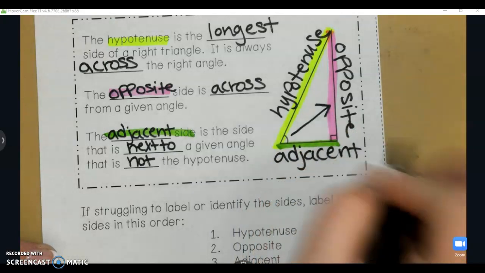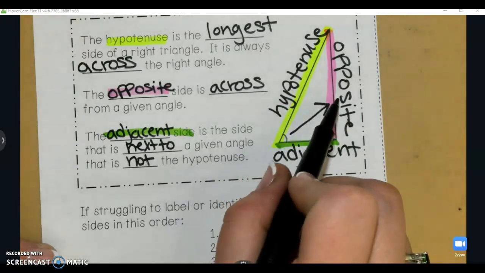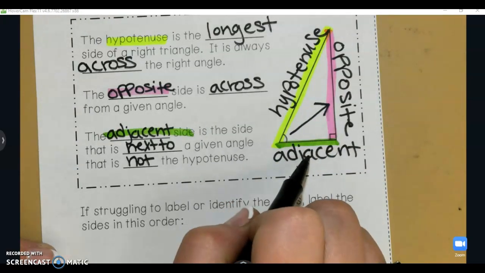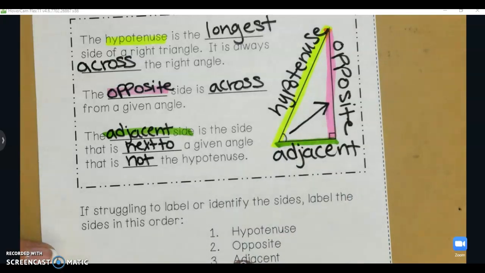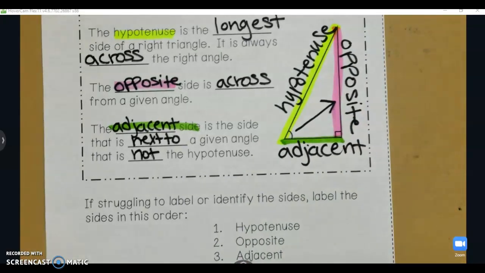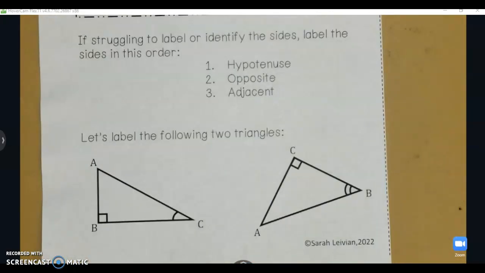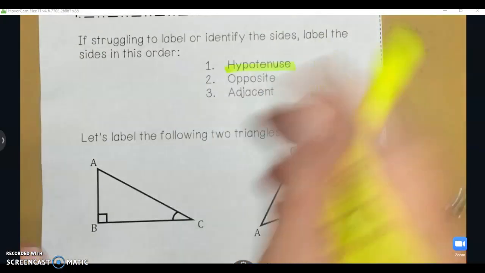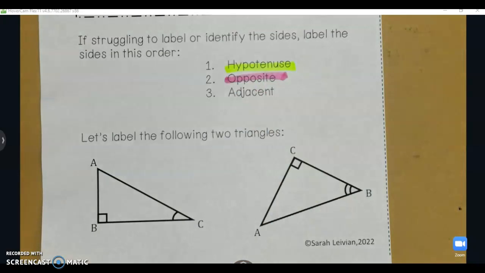So we have our hypotenuse across from the right angle. We have our opposite side across from the reference angle. And then the adjacent side, the one that touches, that's next to our reference angle. So we have a hypotenuse, opposite, adjacent. So let's practice labeling this briefly. I'm going to, again, color code these a little bit. So I've got hypotenuse, opposite, and adjacent. And remember, this is all in reference to our given angle.